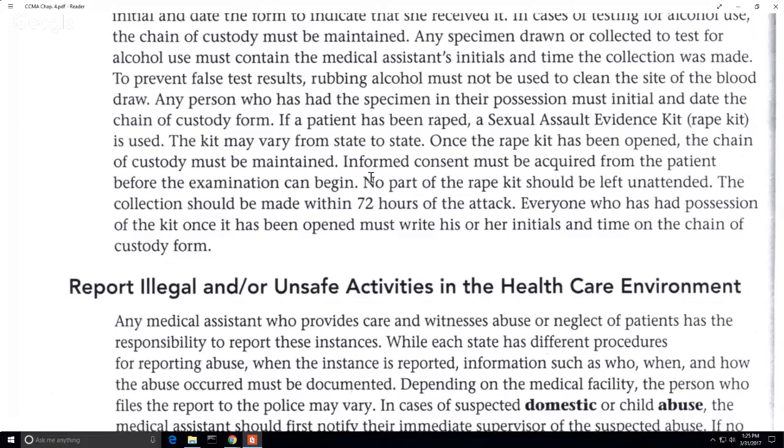The other question: the collection should be made within 72 hours of the attack. So that is another question. Everyone who has had possession of the kit once it has been opened must write his or her initials and time on the chain of custody form. So everyone who has the possession, even for 1 minute, has to sign the chain of custody form.